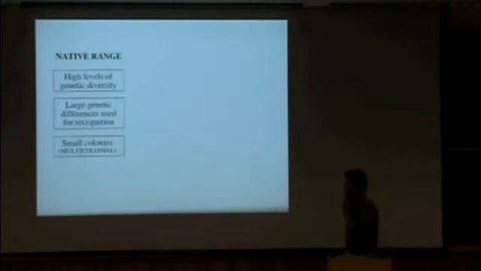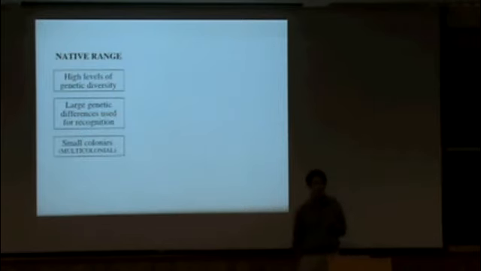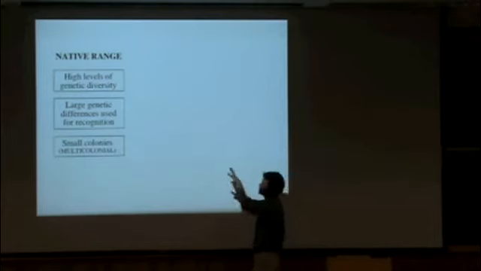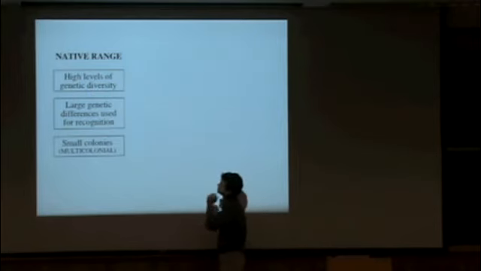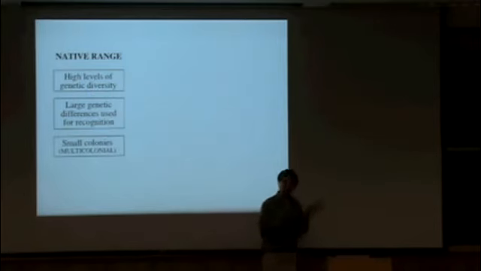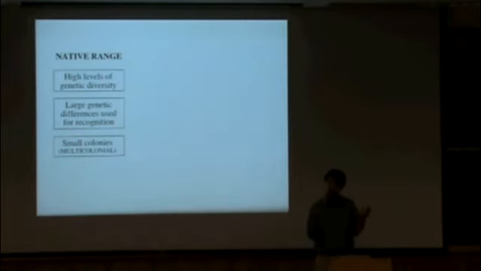And so we have a working hypothesis to explain the origin of these supercolonies in the introduced range of Argentine ants, and this is how it goes. In the native range, like most species of not only ants but other organisms, you have high levels of genetic diversity, and you have large genetic differences that occur between colonies, and the ants in these colonies use these genetic differences somehow to figure out who belongs to their colony and who doesn't.